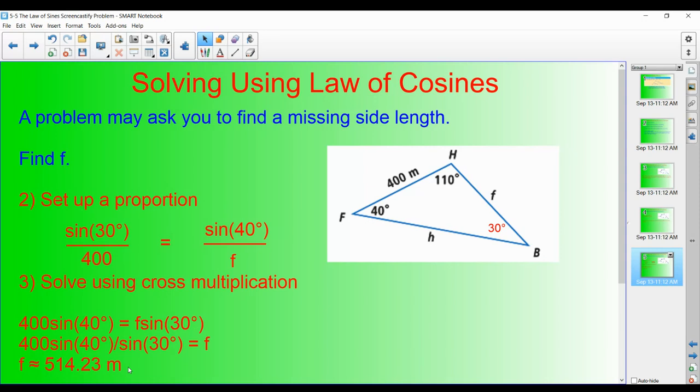Now, if we're doing an angle problem to find a missing angle, we'll have to use inverse trig, but we're getting really good at that. We'll continue to practice. I would expect that you're going to try the examples in the notes, and please email me if you have any questions.